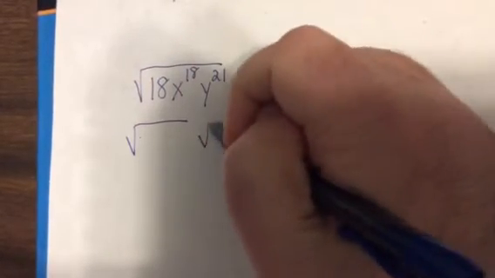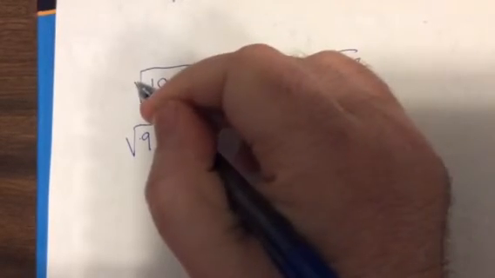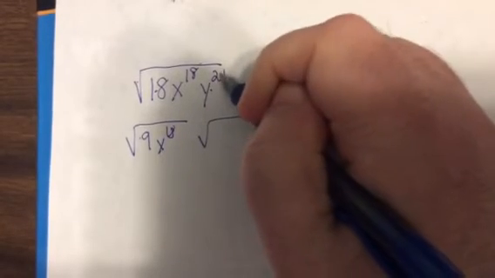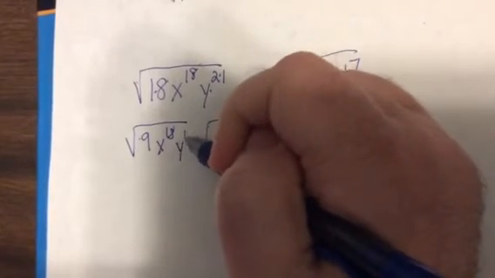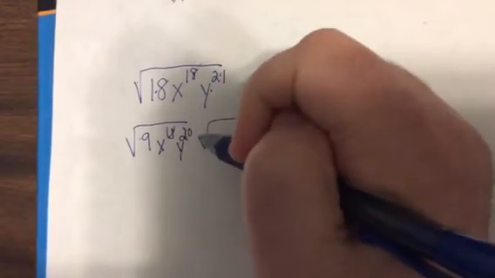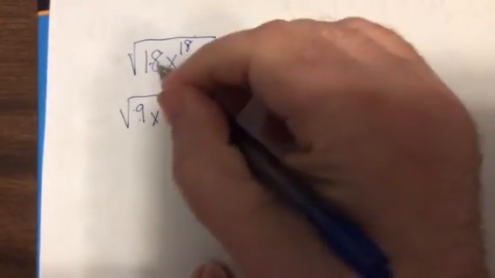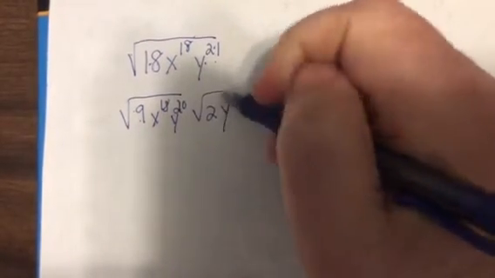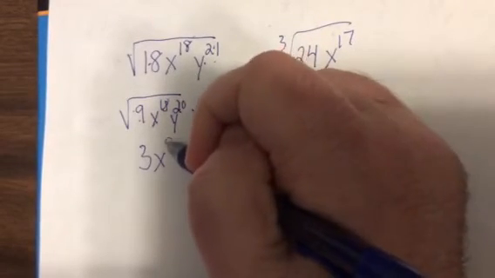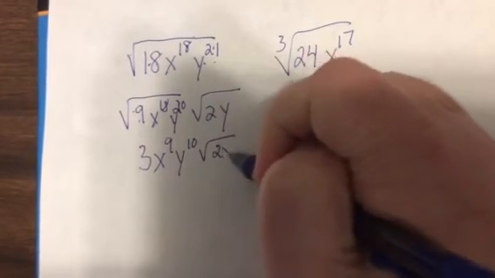Okay. So what perfect square goes in 18? That's 9. Even power, it's divisible by 2, so bring it along for the ride. And then this is not an even power, so I got to break off a y. I'm sorry, that should be 20. I put 10 by mistake. I read that wrong. I got the 2 left over to make 18, and I got a y left over. So this would be 3x to the 9th, y to the 10th, square root of 2y.